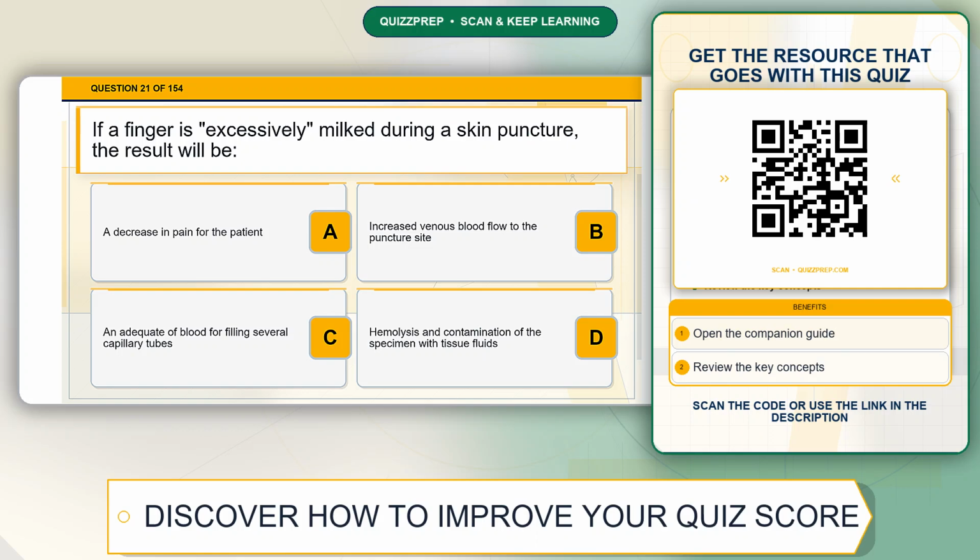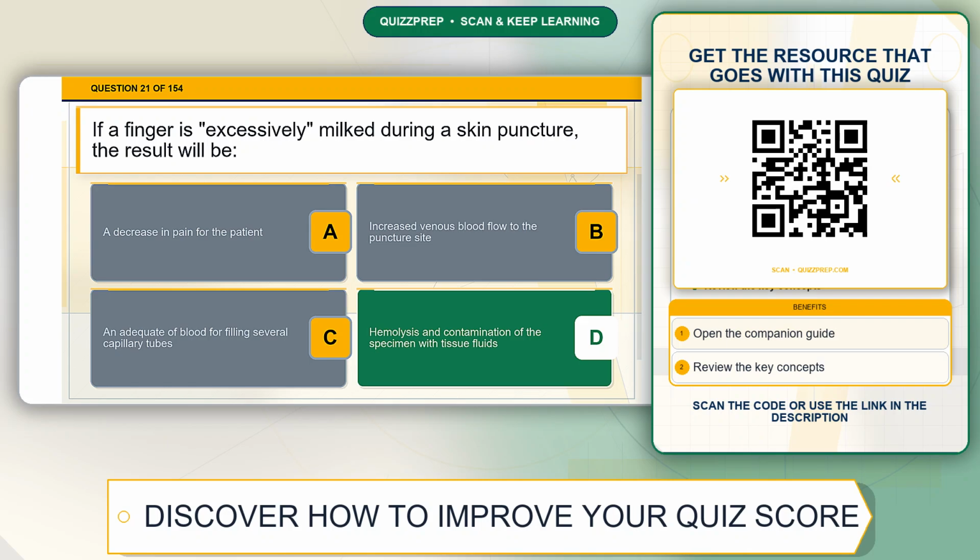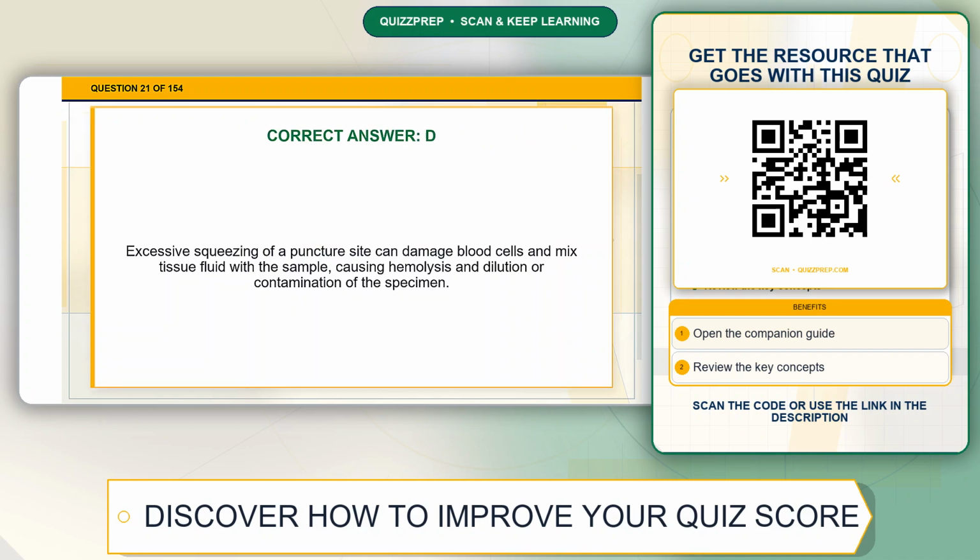Question 21. If a finger is excessively milked during a skin puncture, the result will be: Option A, a decrease in pain for the patient. Option B, increased venous blood flow to the puncture site. Option C, an adequate amount of blood for filling several capillary tubes. Option D, hemolysis and contamination of the specimen with tissue fluids. The correct answer is option D. Explanation: excessive squeezing of a puncture site can damage blood cells and mix tissue fluid with the sample, causing hemolysis and dilution or contamination of the specimen.